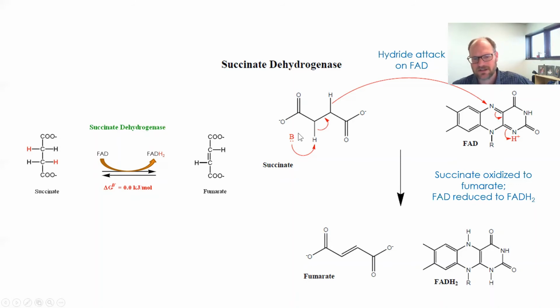The way this works is a base abstracts a proton, ultimately forming a double bond here, which is too many for this carbon, so it kicks off a hydride. That hydride is actually dumped onto a nitrogen in the middle of this ring for FAD, and that's possible because these electrons can resonate down, ultimately picking up a proton and making this reduced form of FAD, which has an extra hydride and an extra proton than was present in the oxidized form of the molecule. And then ultimately, we also have this molecule fumarate with the double bond formed.